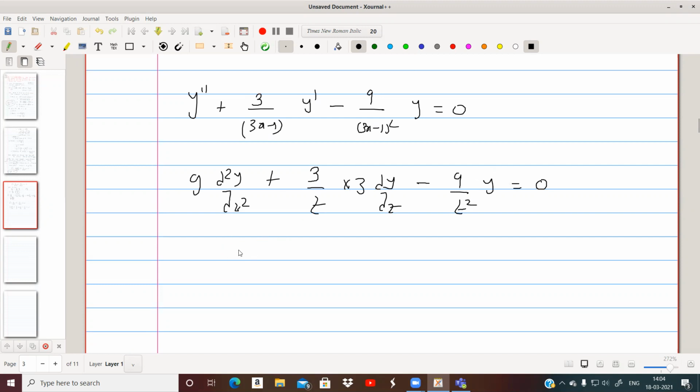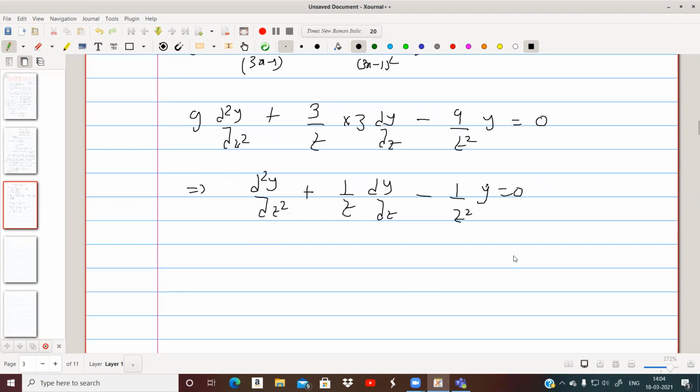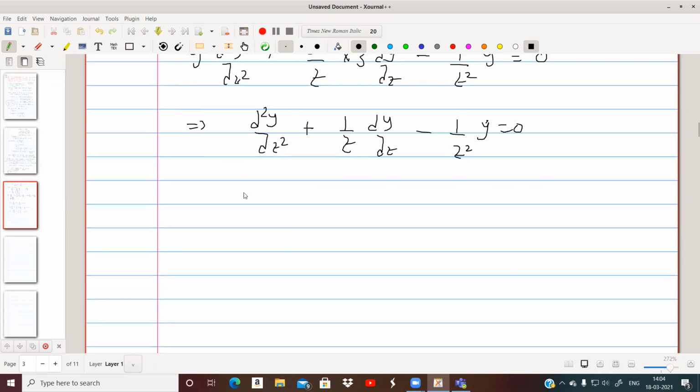So 3, 3, 9 can be taken common, and divide 9 to both sides. So d2y by dz square plus 1 upon z dy by dz minus 1 upon z square y equal to 0. Yesterday you solved this equation by taking the solution y equal to x to the power r. Instead of x, you take z to the power r.